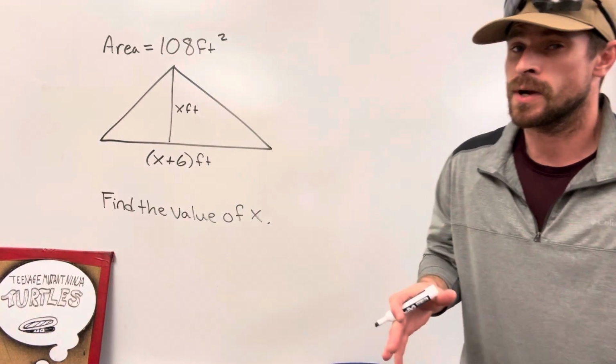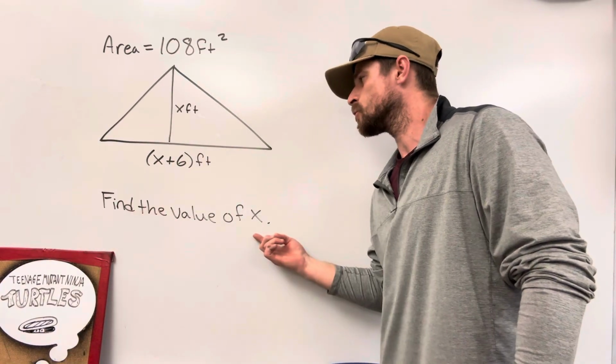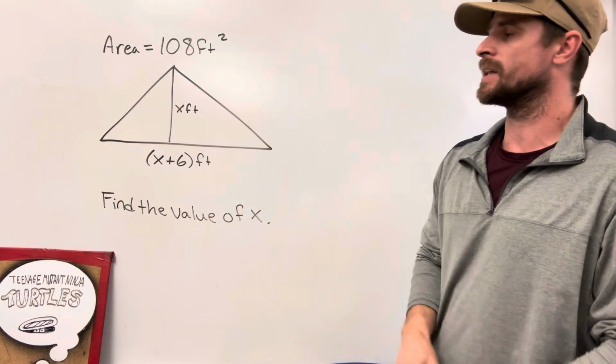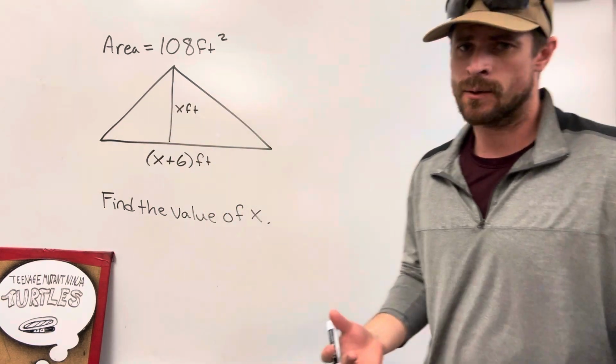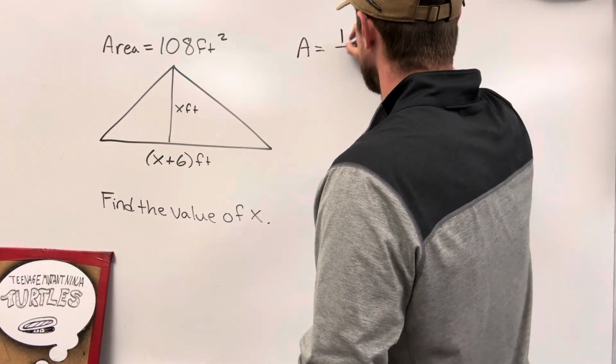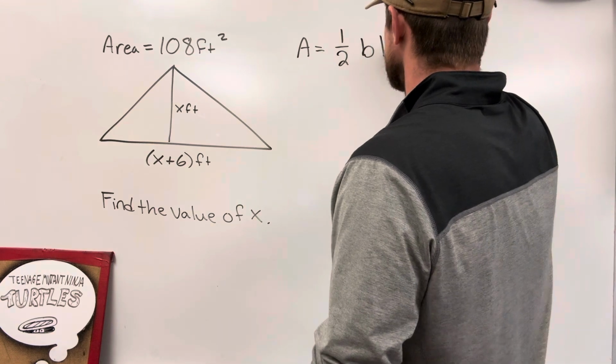All right, in this problem, we are being asked to find the value of x if the area of the triangle is 108 feet squared. So how do we do that? Well, first we have to start by asking how do we find the area of a triangle? That's 1/2 times the base times the height.